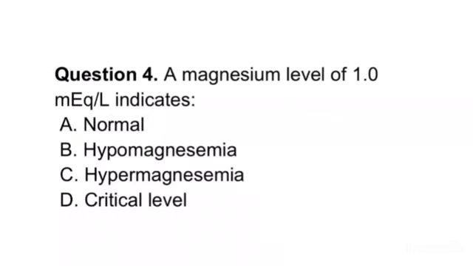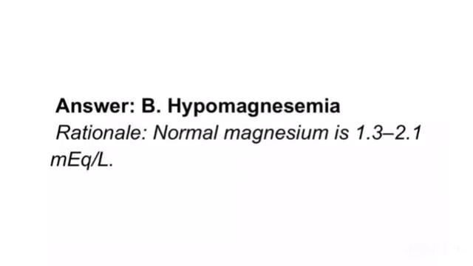Question 4. A magnesium level of 1.0 milliequivalents per liter indicates A. Normal, B. Hypomagnesemia, C. Hypermagnesemia, or D. Critical level. The answer is B. Hypomagnesemia. Rationale. Normal magnesium is 1.3 to 2.1 milliequivalents per liter.